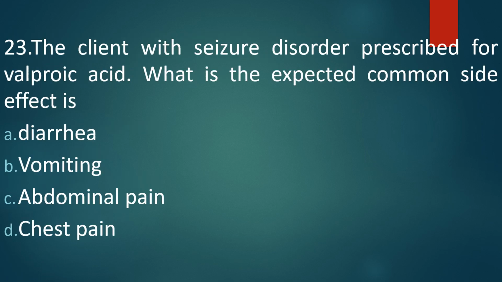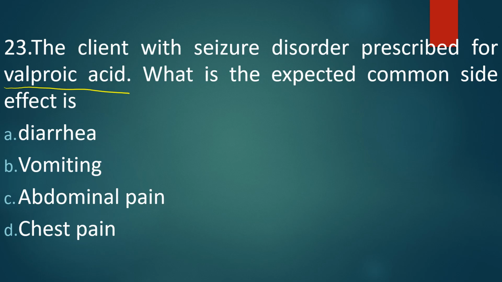Next is the client with seizure disorder prescribed valproic acid. What is the expected common side effect? Option A, diarrhea. Option B, vomiting. Option C, abdominal pain. Option D, chest pain.